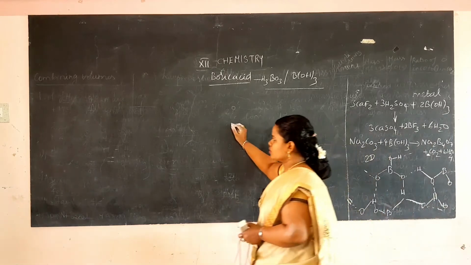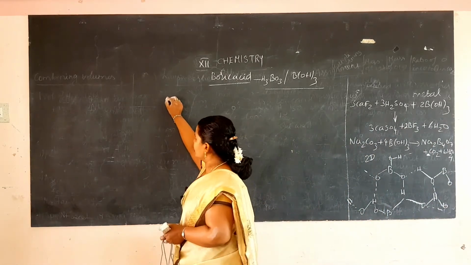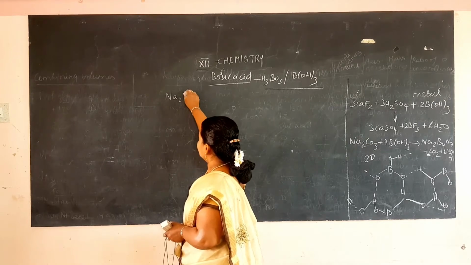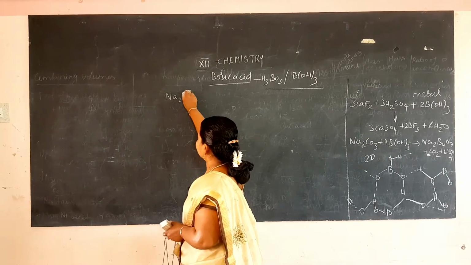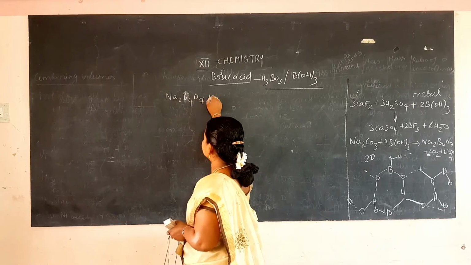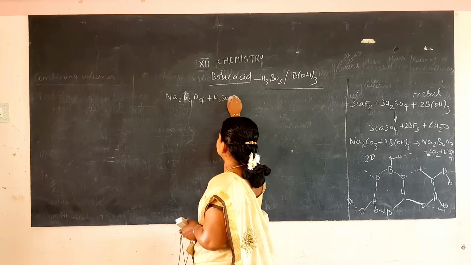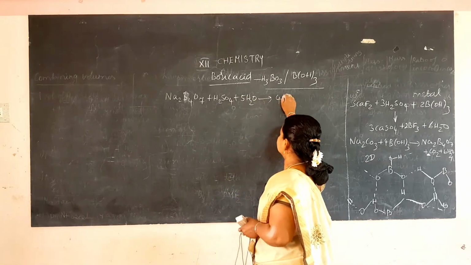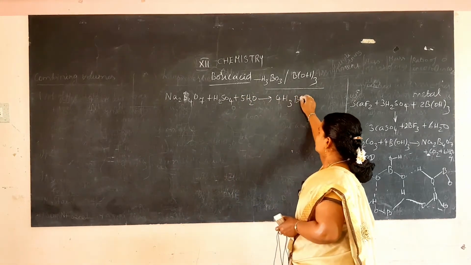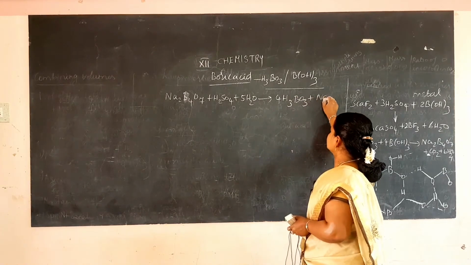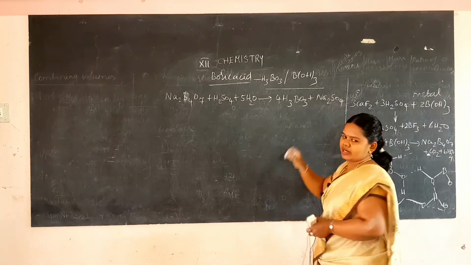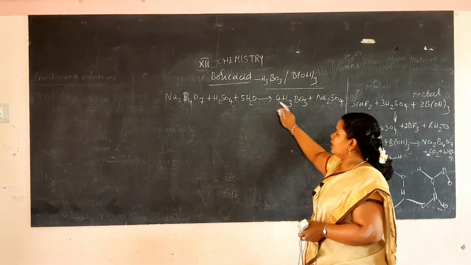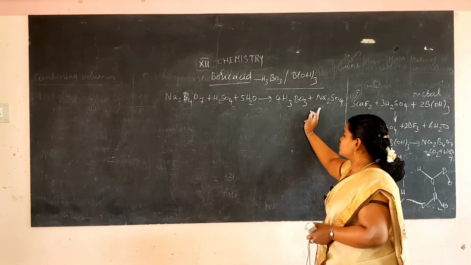Okay. So this boric acid, as we have already learned, is prepared from borax, that is Na2B4O7. When Na2B4O7 is treated with sulfuric acid and water, it forms boric acid plus sodium sulfate. If it is not balanced, you balance it. So when borax is treated with sulfuric acid, it forms boric acid and sodium sulfate.